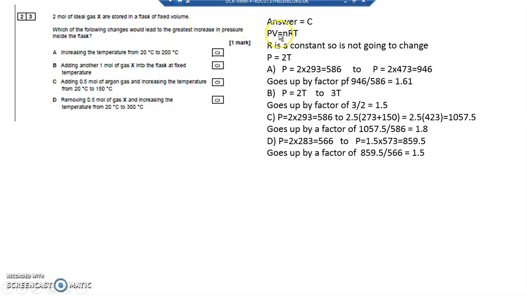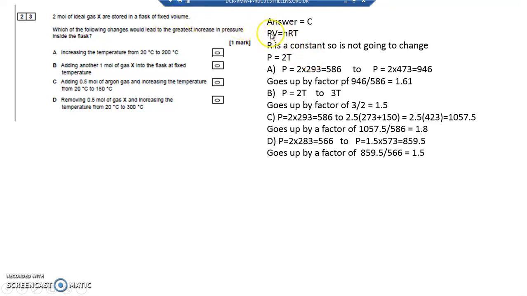Well, I'm going to eliminate things that aren't going to change because I don't have to work out the exact value of pressure. I just need to work out, when things are changed, how much the pressure's gone up by as a factor. So is it doubled, tripled, quadrupled, whatever. I can eliminate from some of these calculations the things that aren't going to change, so I can work out how much it's gone up by rather than its precise amount.